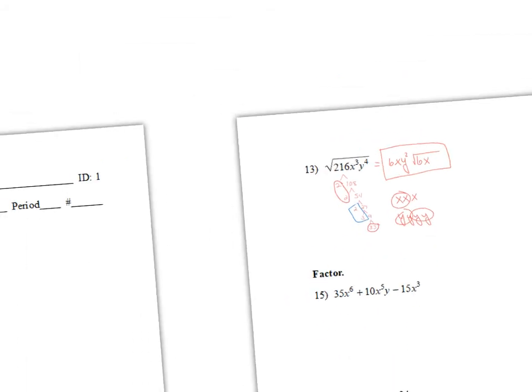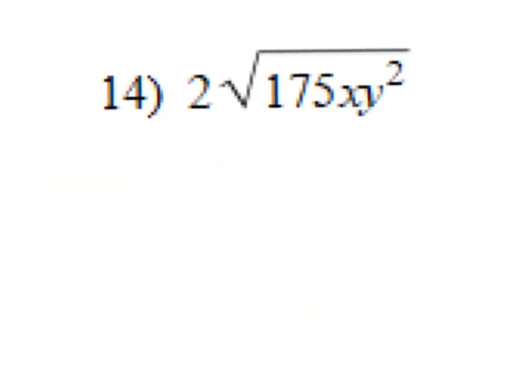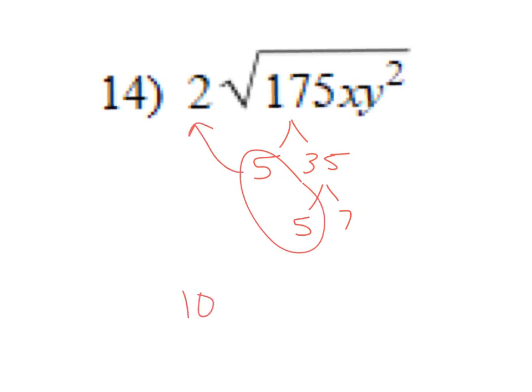All right, next problem. All right, so I'm going to break this guy down. Let's see. I can do 5s. I know 5 will go in, so let's do 5 and 30. Oops, that's a 3. How about 5 and 35 and then this will go to 5 and 7. So 5s pair up and move out, so I get 10. I have 7 left over.